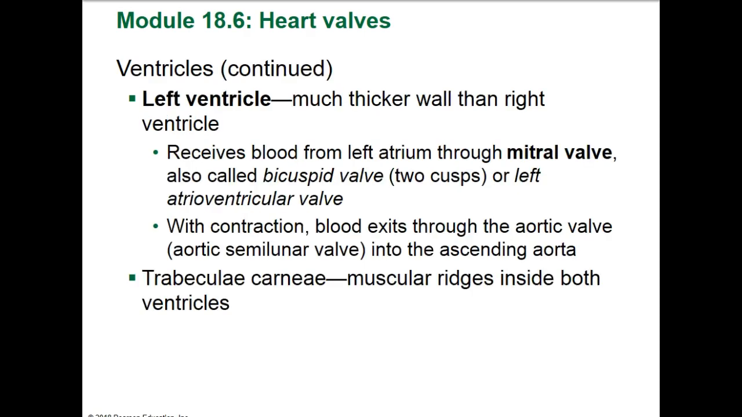The left ventricle has a much thicker wall than the right. You saw this when you cut the heart in two. It receives blood from the left atrium through the mitral valve, also called the bicuspid valve because it has 2 cusps, or easier again, the left AV valve. And with contraction, the blood exits through the aortic valve, through the aortic semilunar valve, into the ascending aorta, and then throughout the body. There's your systemic circulation. Now, inside of both of the ventricles, you see these muscular ridges we call the trabeculae carneae.